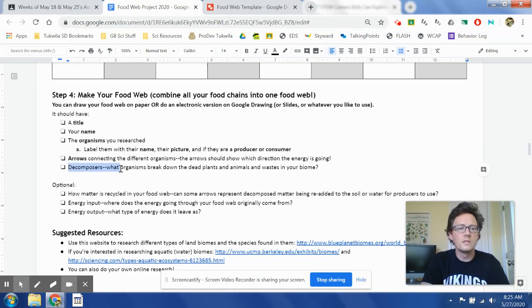For decomposers, think of it like this. What organisms break down the dead plants and animals and wastes in your biome?